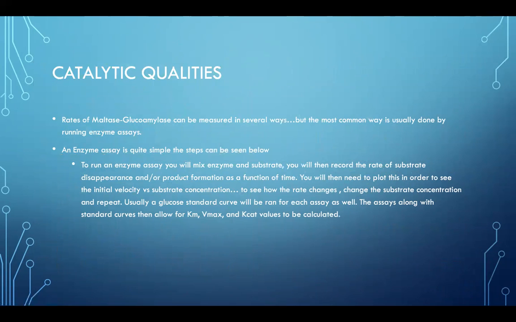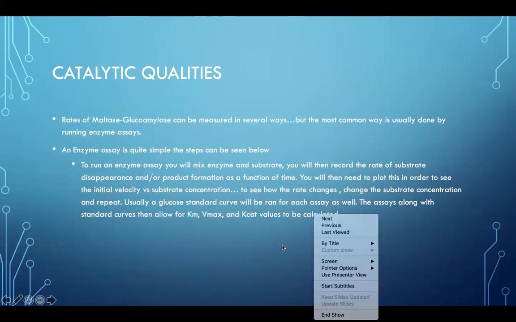The rates of maltase glucoamylase can be measured in several ways, but the most common way is by running enzyme assays. An enzyme assay is quite simple. The steps can be seen below. In order to run an enzyme assay, you will mix enzyme and substrate. You will then record the rate of substrate disappearance and/or product formation as a function of time. You will then plot this to see the initial velocity for a substrate concentration. To see how the rate changes, we will then change the substrate concentration and repeat. Usually alongside this, a glucose standard curve will be run for each assay. The assays along with standard curves will then allow for Km, Vmax, and Kcat values to be calculated, which we can see in the next slide.